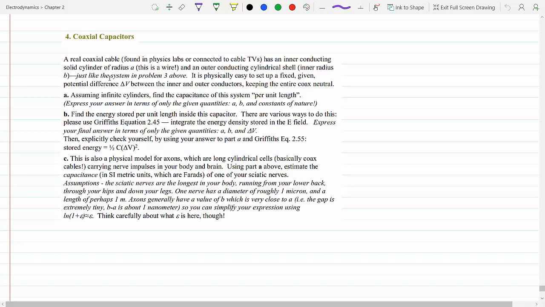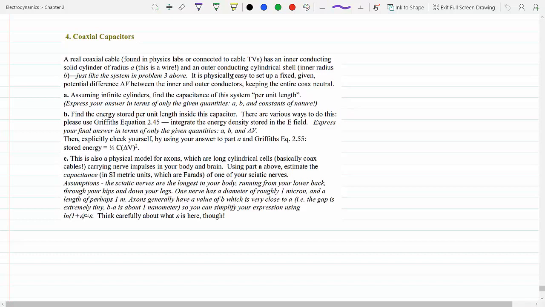inner radius B. It's physically easy to set up a fixed given potential difference between the inner and the outer conductor, keeping the entire coax neutral. Okay, assuming infinite cylinders, find the capacitance of the system per unit length. So per meter, because the cylinder goes to infinity. Express your answers in terms of A, B, and the constants of nature.